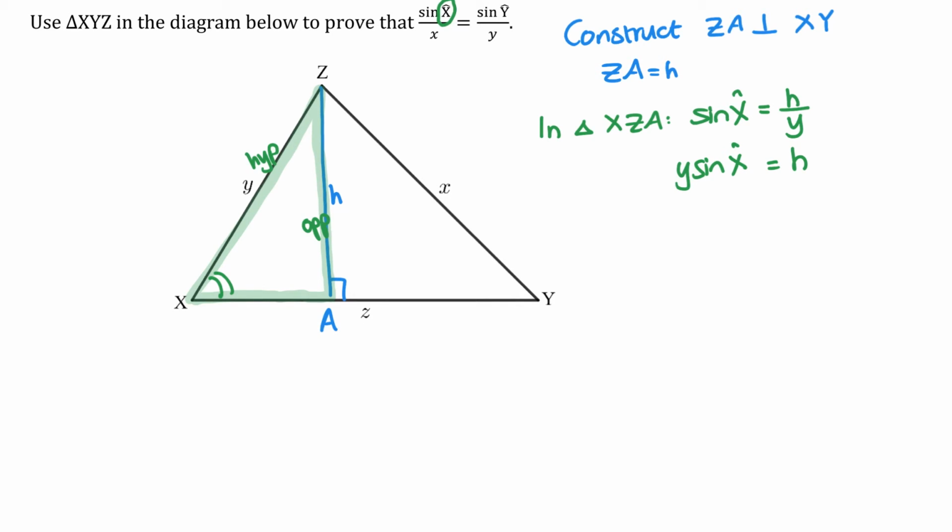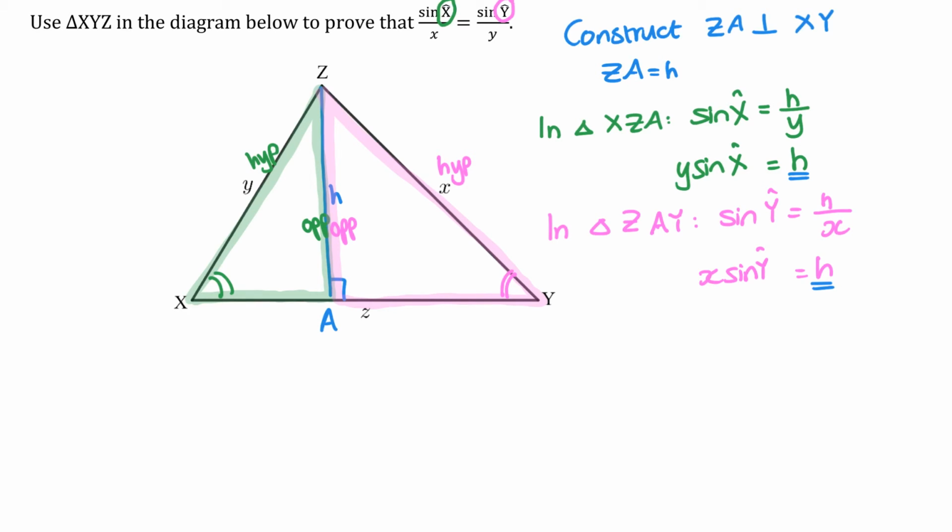Then I'm going to work in the triangle on the right. And in the triangle on the right, I'm going to work with angle Y. Again, this is opposite, and X will be the hypotenuse. So in triangle ZAY, sine of Y will be opposite over hypotenuse, and I'm going to make H the subject of my formula, X sine Y. Now both of these formulas have H, so I can equate them.